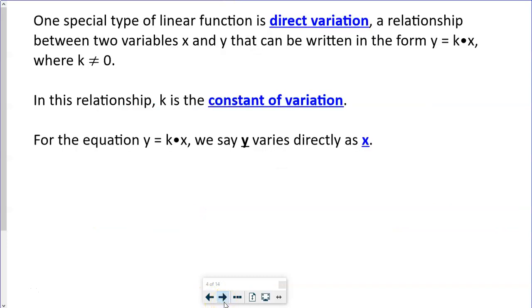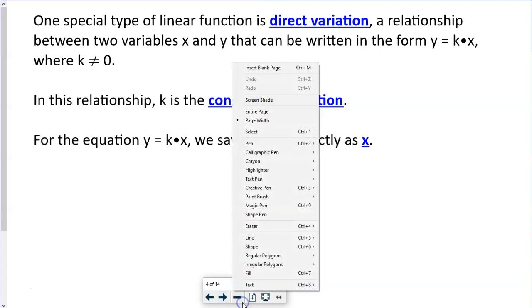One special type of linear function is what's called the direct variation function. It's a relationship between two variables x and y that can be written in the form y equals k times x, where k cannot equal 0, because if k equals 0, then it makes y equal 0. In this relationship, k is the constant of variation. So for the equation y equals kx, we say that y varies directly with x.